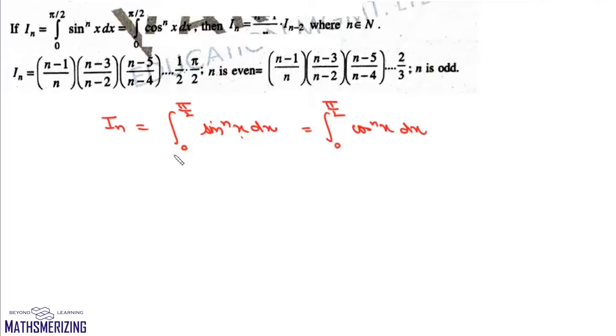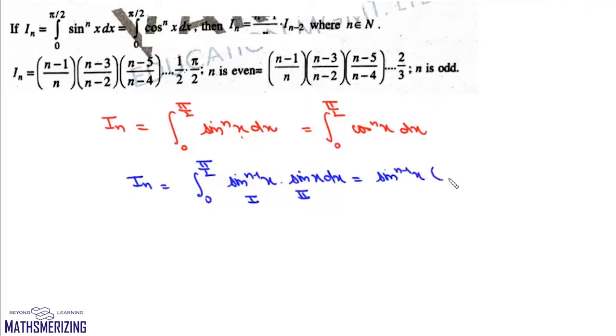Now we need to simplify this formula. So what I'll do is I'll write this as I_n equals this integral from 0 to pi by 2 sine to the power n minus 1 x into sin x dx, and we'll use by parts. So this is first function and that's your second function. So first function as it is, so it'll be sine n minus 1 x, and the integration of sin x is minus cos x.